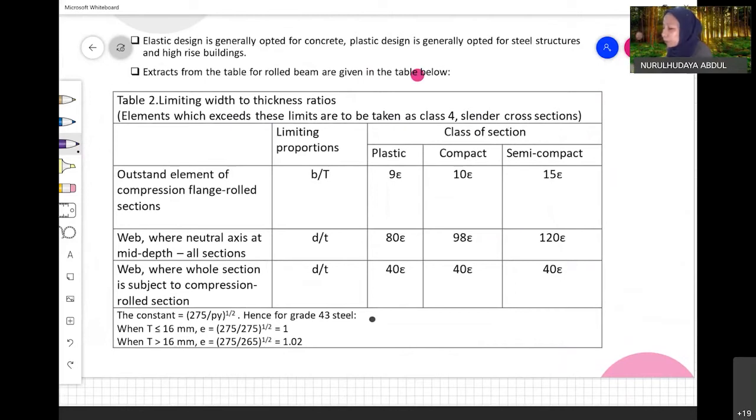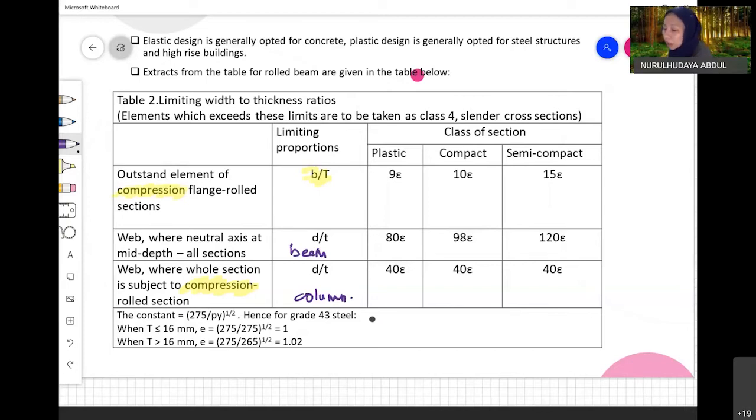So, yang mana satu kita nak tengok dekat limiting width to thickness ratio. This one, this table 2. We know that column adalah compression punya elements, okay? Structural elements yang resist compression. Apa-apa yang related to compression akan masuk pada column. So, you see this is compression and this is compression. Tengah ni tak ada. Actually, B over T ni, you akan pakai for both column and beam. But D over T yang kat sini adalah untuk beam. So, this one for column. Kalau you baca pun web where the whole section is subject to compression.